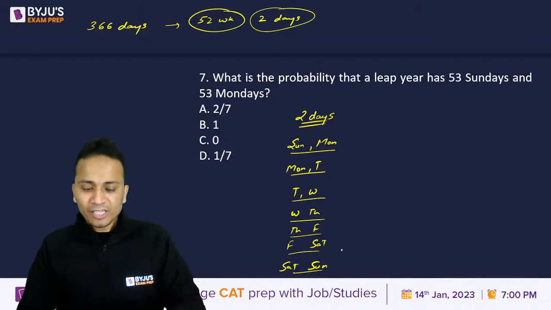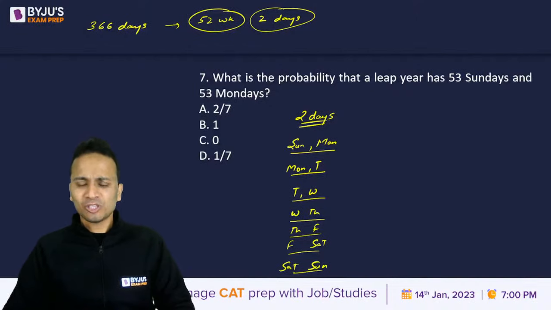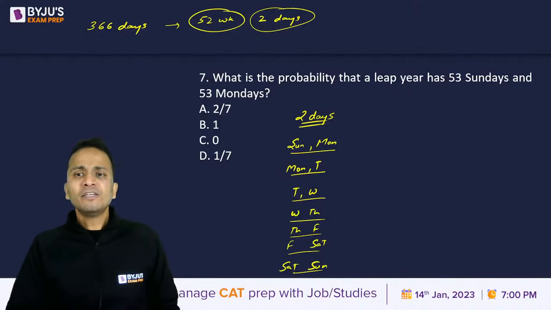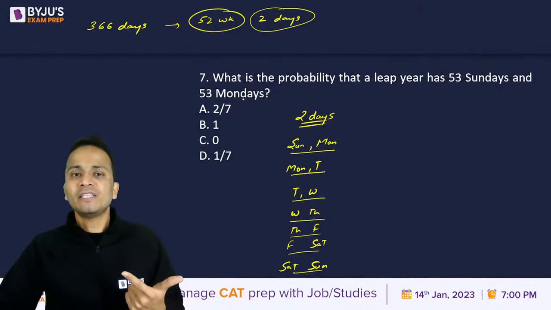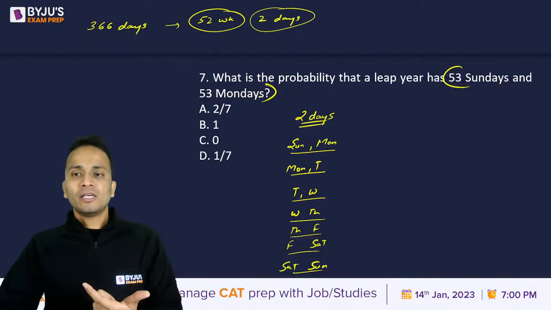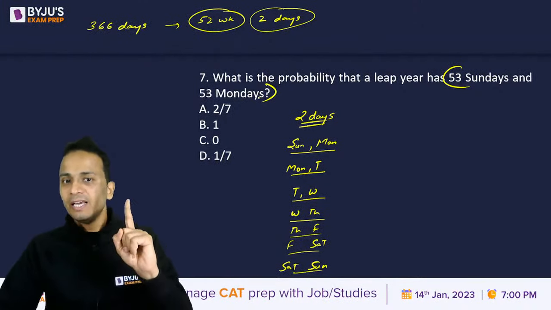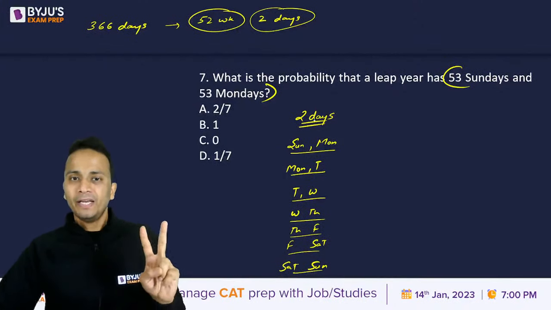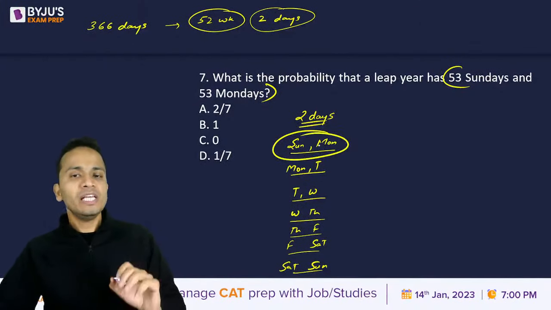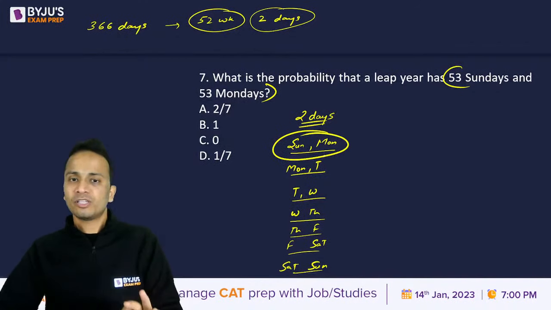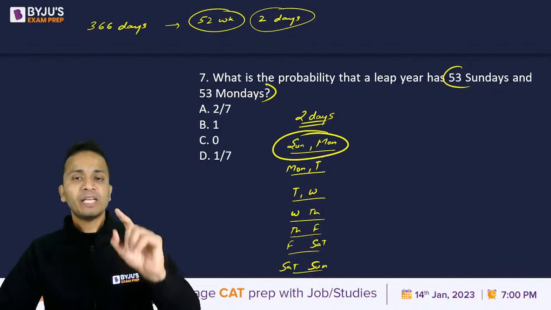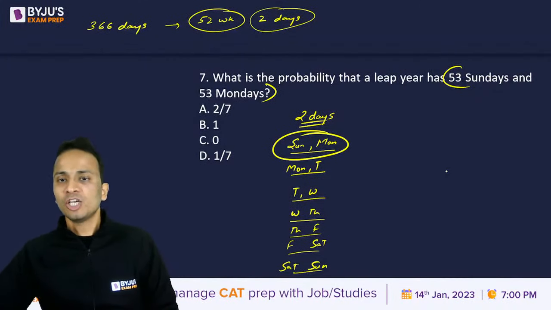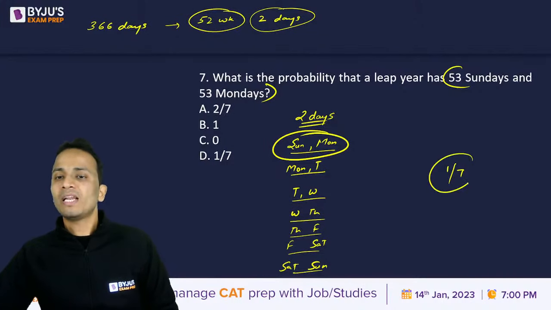Now will you like to change your answers based on that? Now I need 53 Sundays and 53 Mondays. I need these two extra days, one of them to be a Sunday and another should be a Monday. So I can say that there is only one favorable case for this one. There is only one favorable case out of these seven cases. So the correct answer will be 1 upon 7.